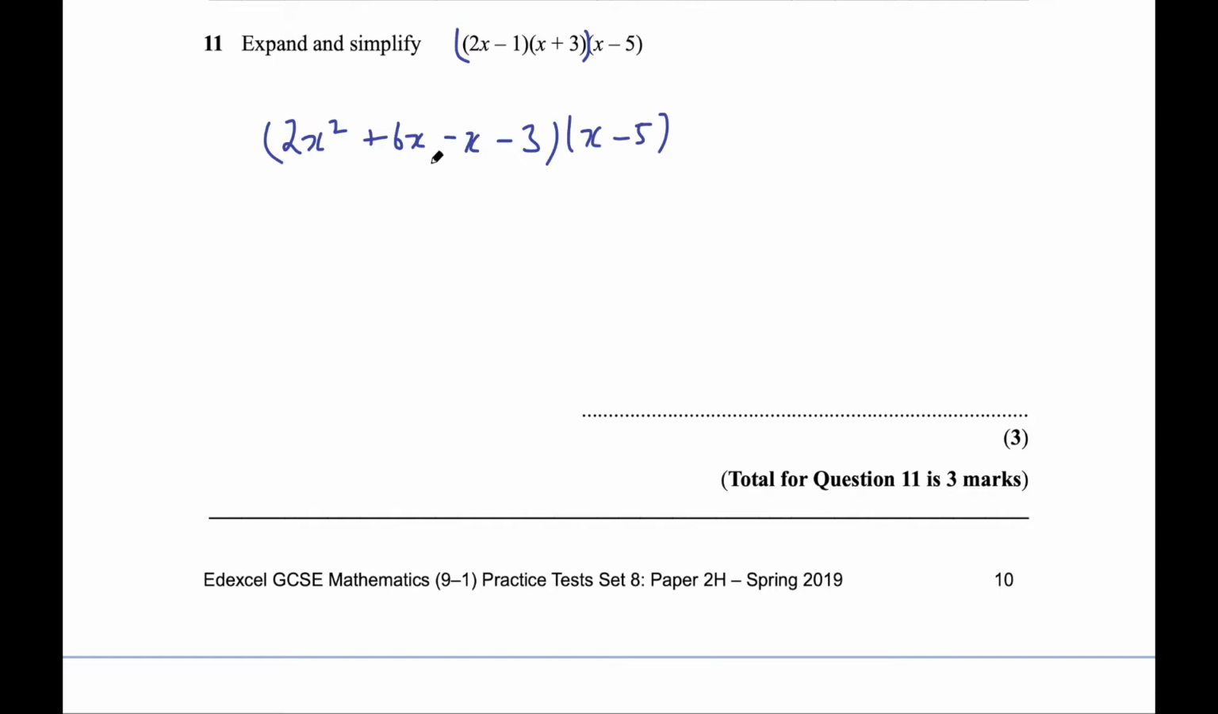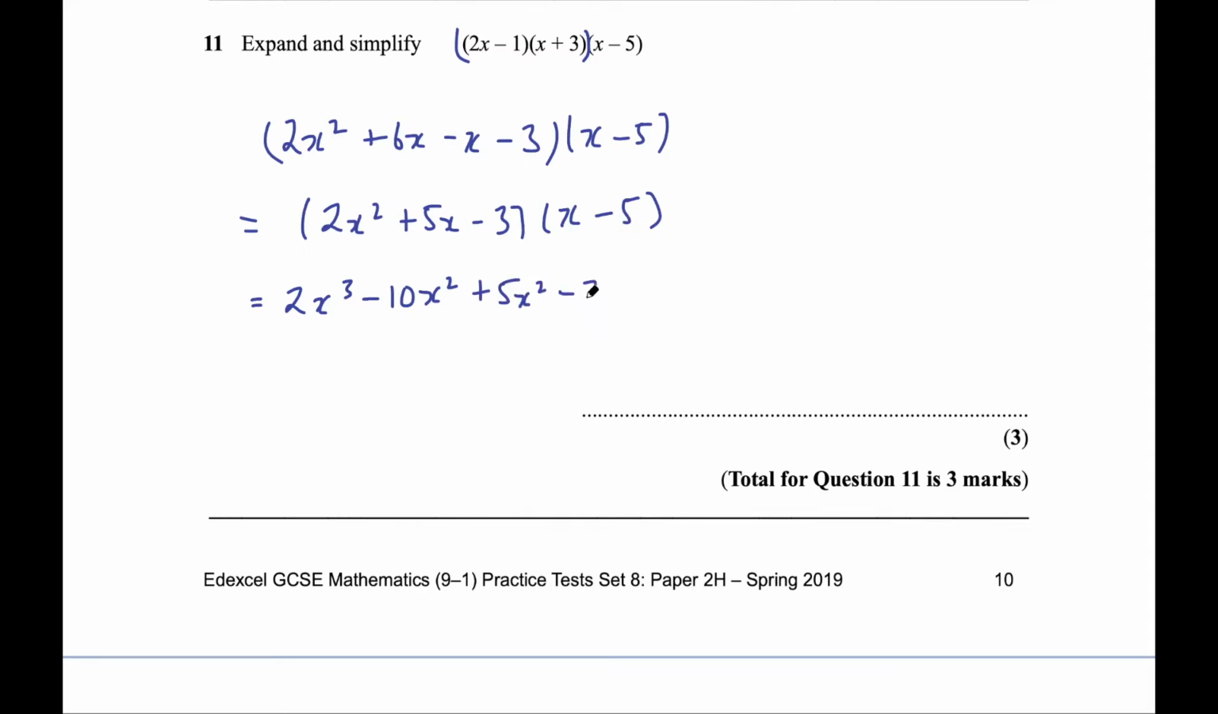And then actually let's simplify this first. So this would be 2x squared plus 5x take 3, 6x take x. And then what you want to do is multiply everything in this first bracket or this first quadratic by the second expression. So 2x squared times x is 2x cubed. 2x squared times negative 5 is negative 10x squared. Then 5x times x is 5x squared. Then 5x times negative 5 is negative 25x. And then negative 3 times x, negative 3x. And negative 3 times negative 5 is positive 15.